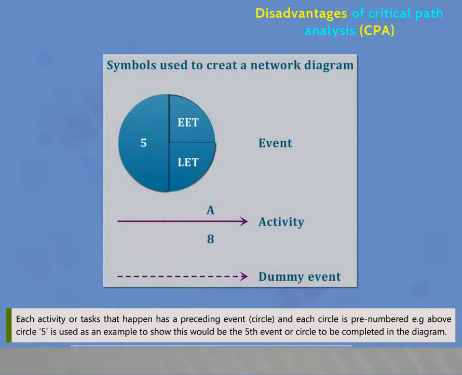Each activity or task that happens has a preceding event circle, and each circle is pre-numbered. For example, above, circle 5 is used as an example to show how this would be the fifth event or circle to be completed in the diagram.